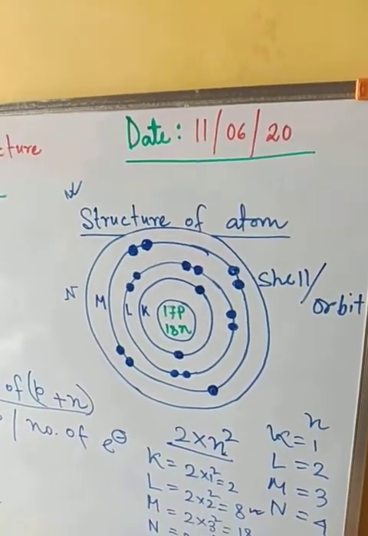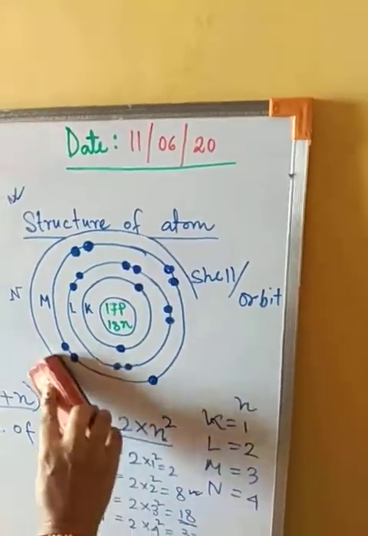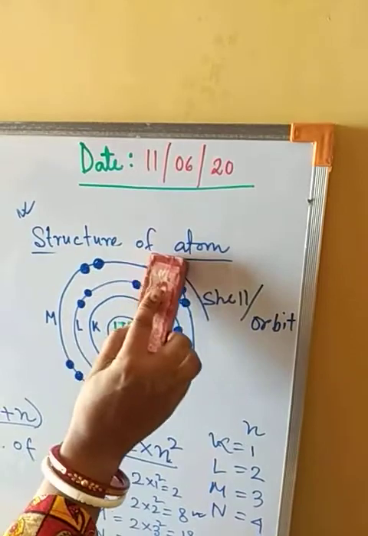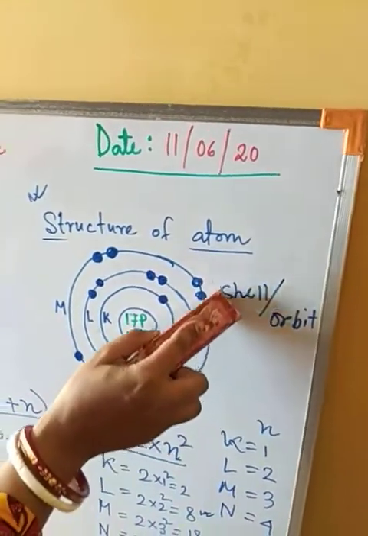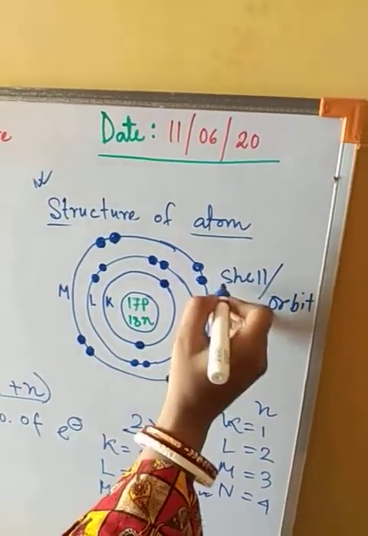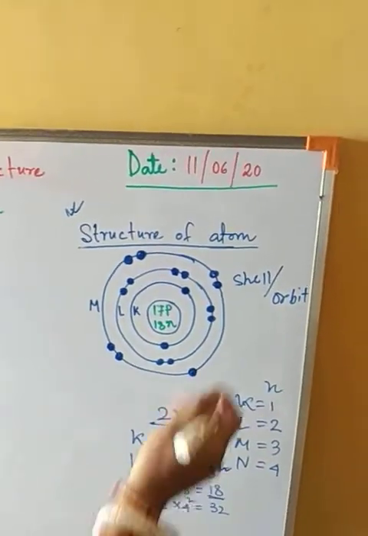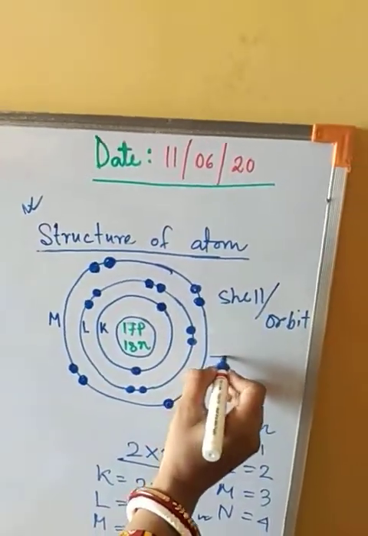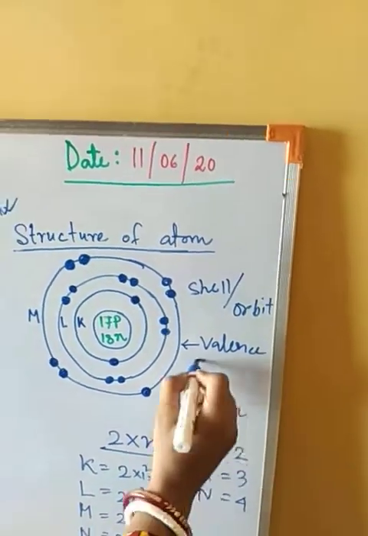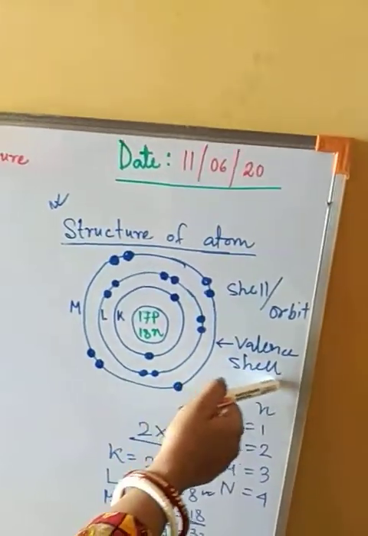So this is the structure for chlorine. As no electron is there in the N shell, the last shell, we will be erasing this shell. No need to draw it without any electron. So this is the structure of the chlorine atom, along with all the subatomic particles. For chlorine, the third shell is the last shell, which is called the valence shell.